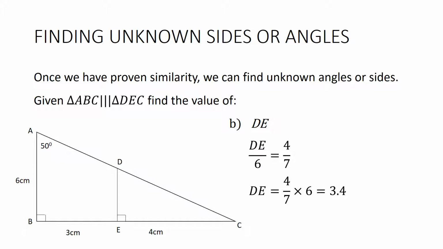Multiply both sides by 6, and so DE is equal to 3.4. And our reason is sides in similar triangles are in the same ratio.